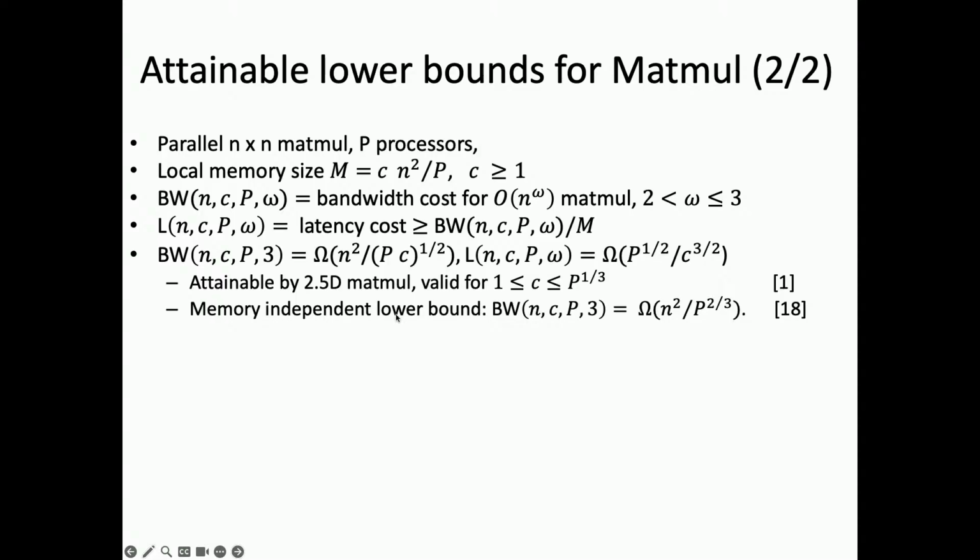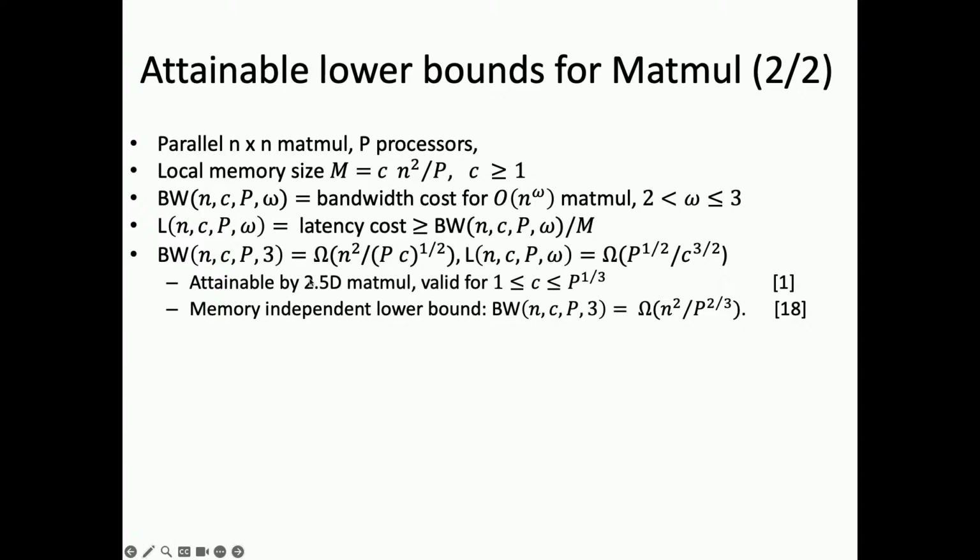Now, can you attain it? And the answer is yes. I'm going to tell you in some detail about this algorithm we invented called 2.5 dimensional matrix multiply. And it works for a range of c all the way from 1 up to p to the 1/3. That's the limit. And so where does p to the 1/3 come from? I'll get into that. Well, actually, what happens if you plug c equal p to the 1/3? This latency lower bound hits 1. Obviously, I can't go beyond that.